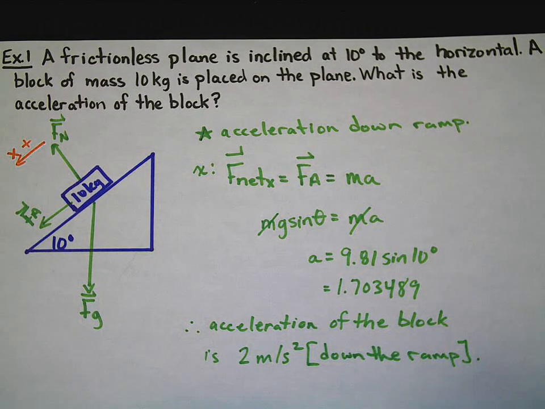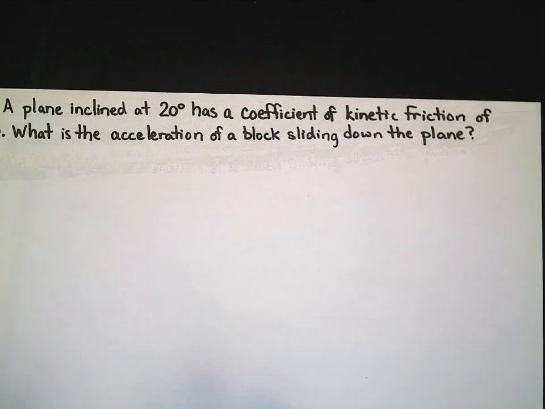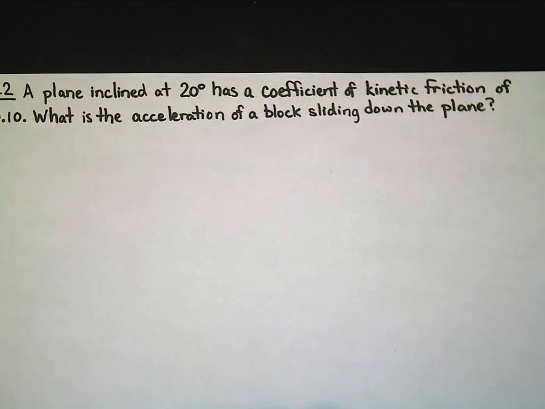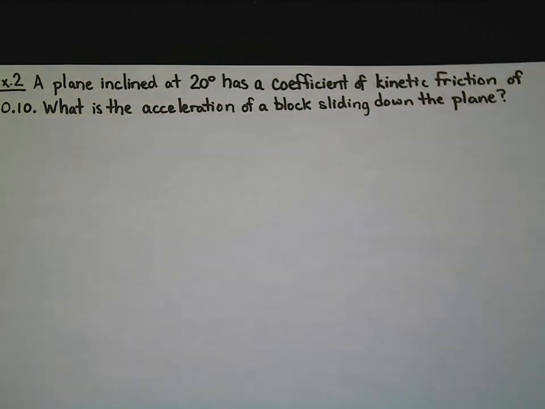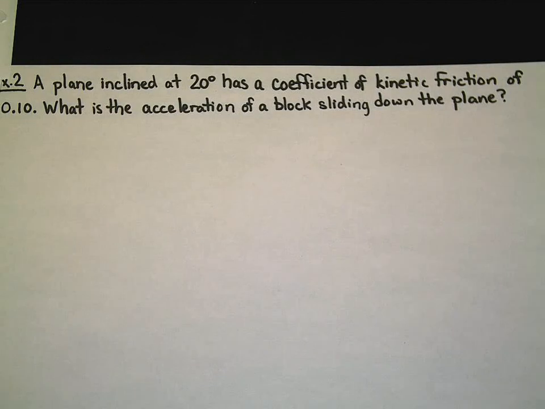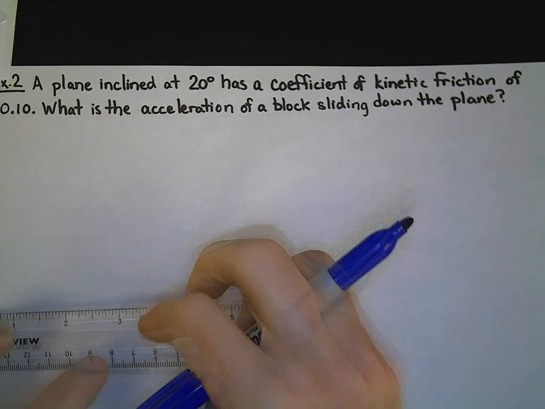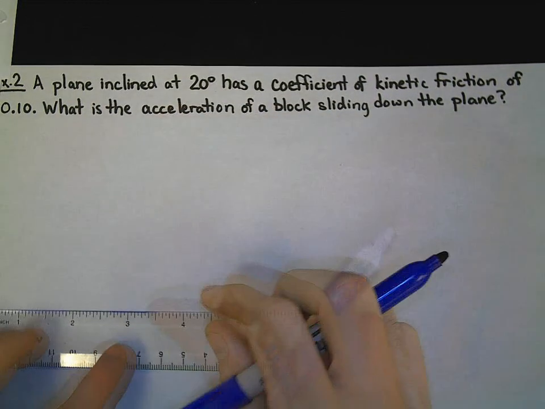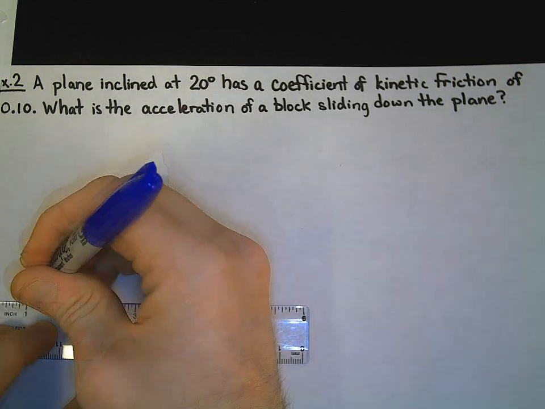Okay. Now a second example I have for you, and I have a couple for you today just to make sure. Let us read the second example that I have written out already for you. We have a plane inclined at 20 degrees and has a coefficient of 0.10. And we must determine the acceleration of the block sliding down the plane. Let us analyze our forces yet again. And we have acceleration sliding down this inclined plane yet again.